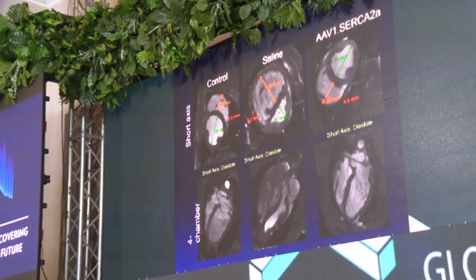So here's a pig model of pulmonary hypertension. Here's the right ventricle, normal heart, normal left ventricle. In pulmonary hypertension, the right ventricle becomes very large and pushes the left ventricle to be small. And this is a one-time inhaled delivery of AAV SERCA in the pig model. And this is a long-term follow-up showing improved survival.